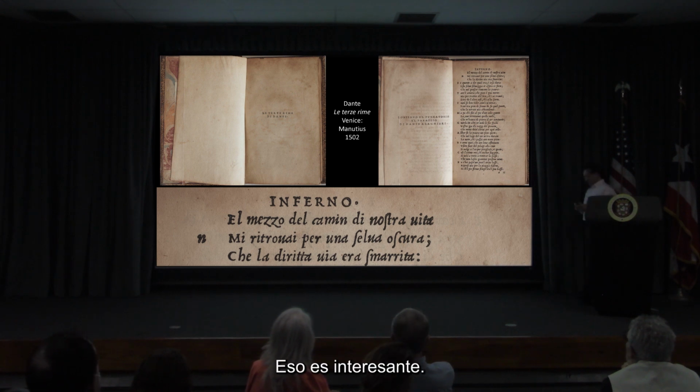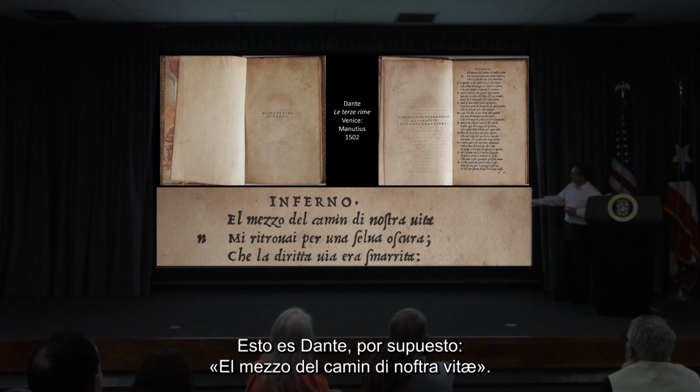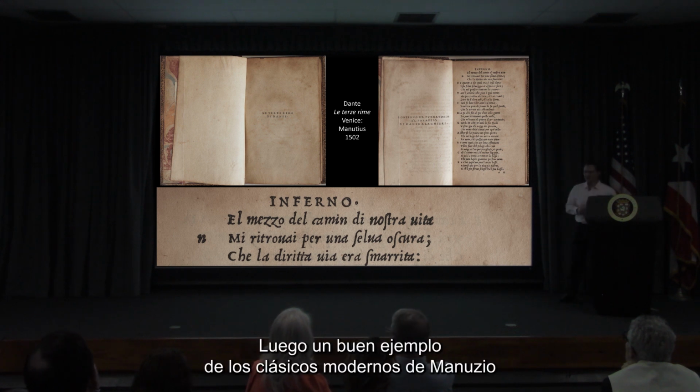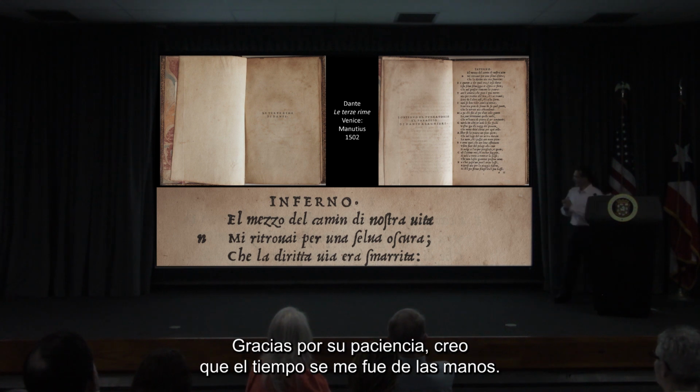So that's interesting. On this note, I think I've spoken enough here. This is, of course, Dante, nel mezzo del cammin di nostra vita. And a good example of Manuzio's modern classics being printed in this new format with this new look that he invented. All right, thank you for your patience.